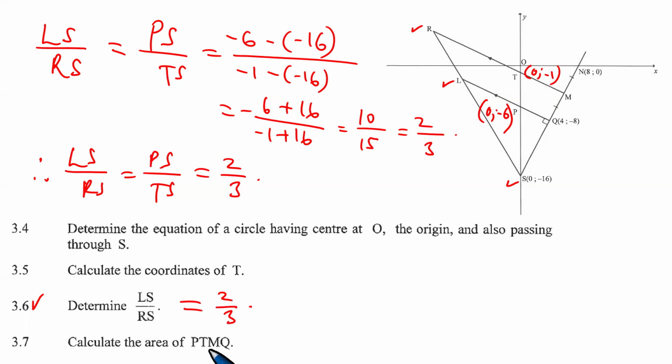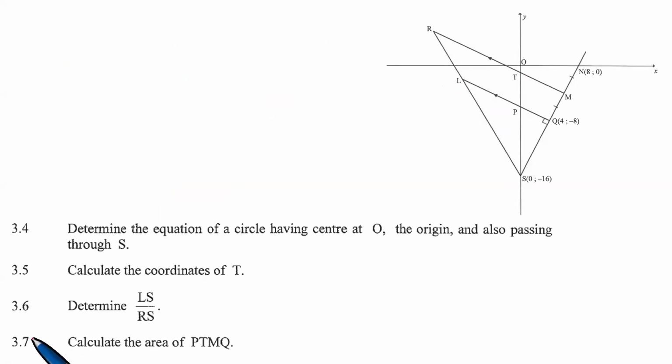Think of this and make sure that these make sense to you. But also, this is critically important for us to be in a position to decipher these and make the most of this here. Next thing is we're looking at 3.7. In 3.7, you want to calculate the area of PTMQ. Right, so you have PTMQ.